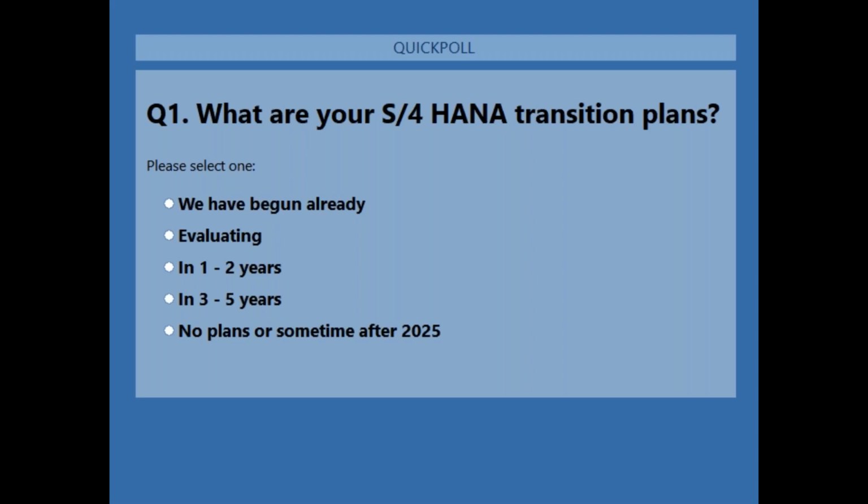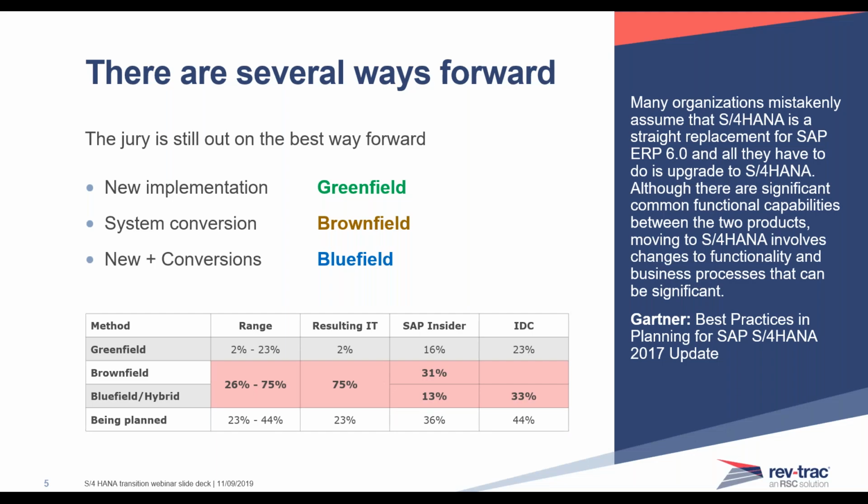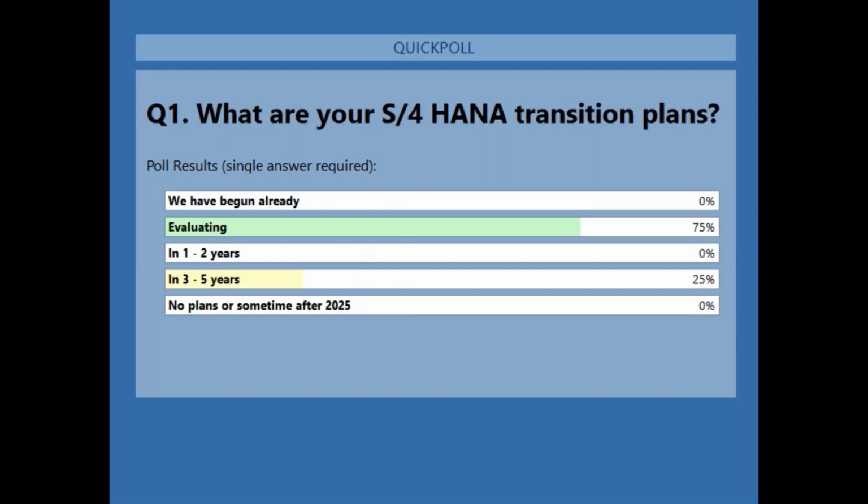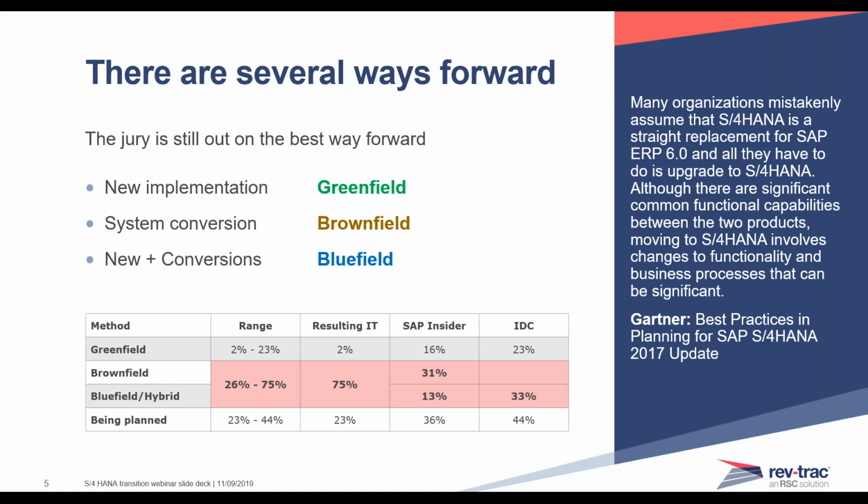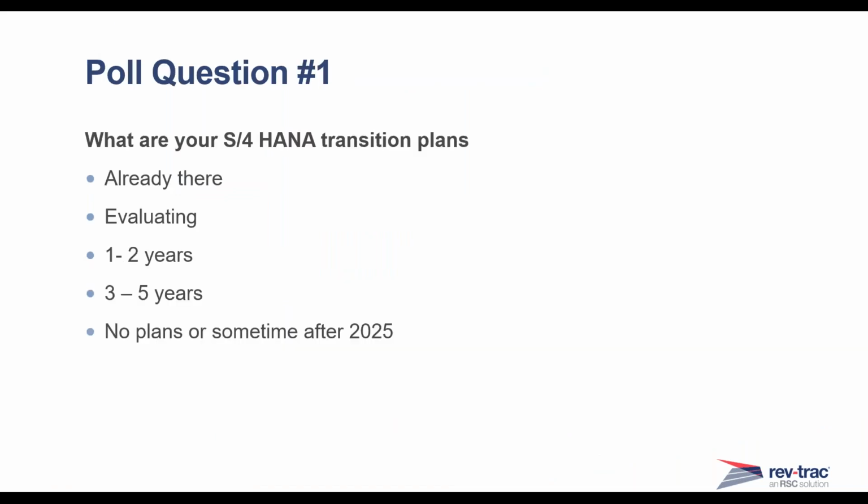I've had a couple in there, so not everyone's responding, so I'll pop the response up anyway for you. It didn't come up, sorry, there we go. Okay, so there we can see we do have it's either evaluating or in 3 to 5 years, so reasonably short-term ideas in that particular case as well. So thank you for that. So let's now move on to our next segment, where we're going to talk a little bit about the transition process itself.